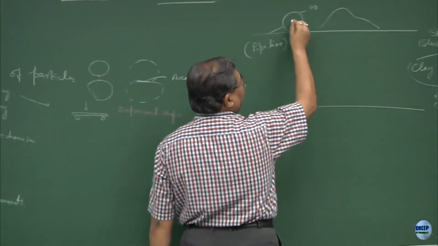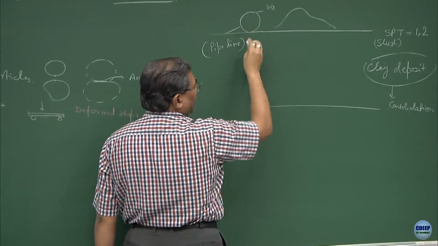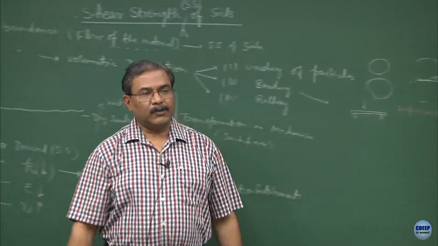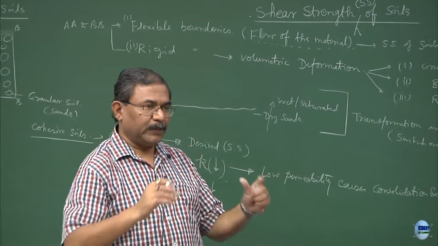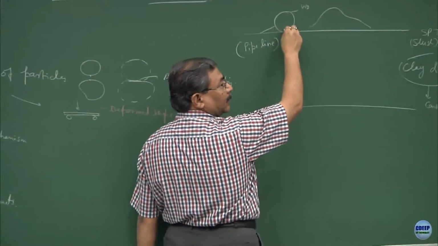So, because of the self weight of the system, the chances are that the pipeline may settle a bit, but you are going to charge the pipeline very soon, you are going to pass the fluid or some utility. So, what is going to happen? The self weight of the pipeline is going to increase.